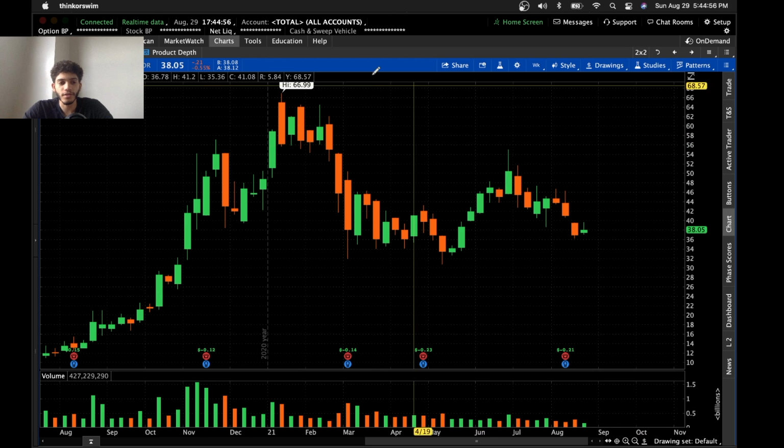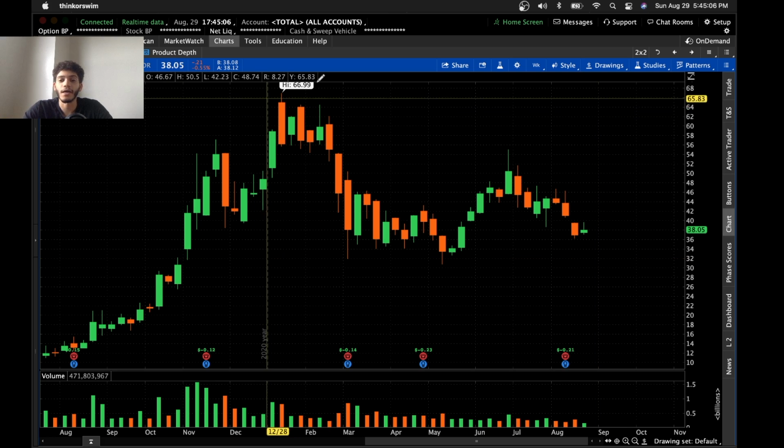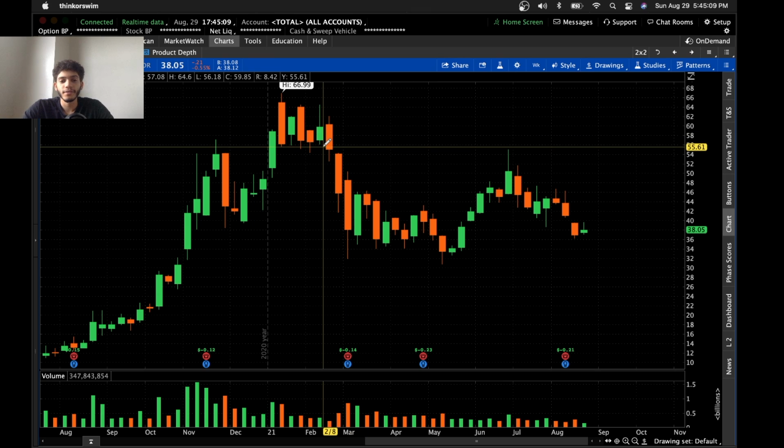So let's get started. This is the Neo chart. This is the weekly chart. The first thing I do want to emphasize is that if you watch my prior video, I broke down how to find support and resistance points. This is going to be a part 2 to technical analysis.